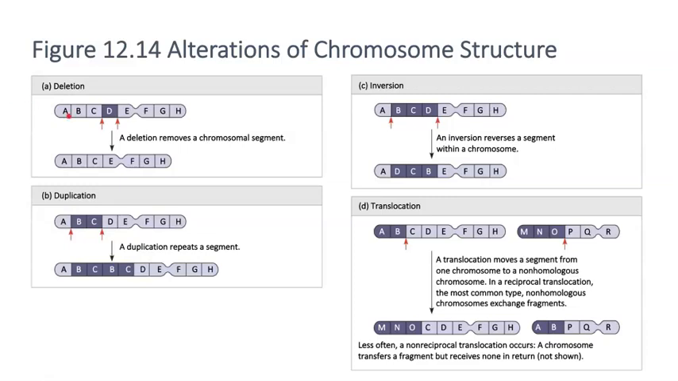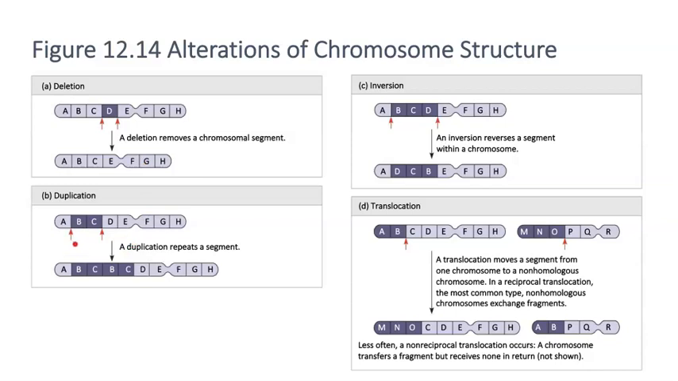So here is an example of a deletion, where you have the sequence A, B, C, D, E, F, G, H, right? These are different sections of the chromosome, and a deletion would remove section D, and so now our chromosome is shorter and is missing a huge amount of information. Deletions are pretty bad things to happen.